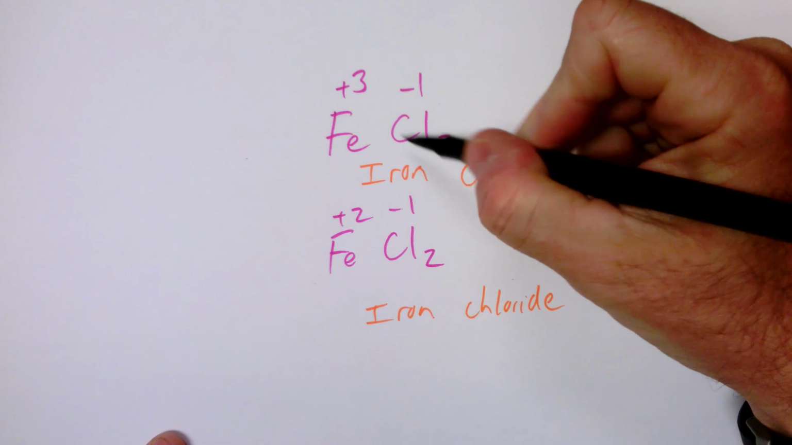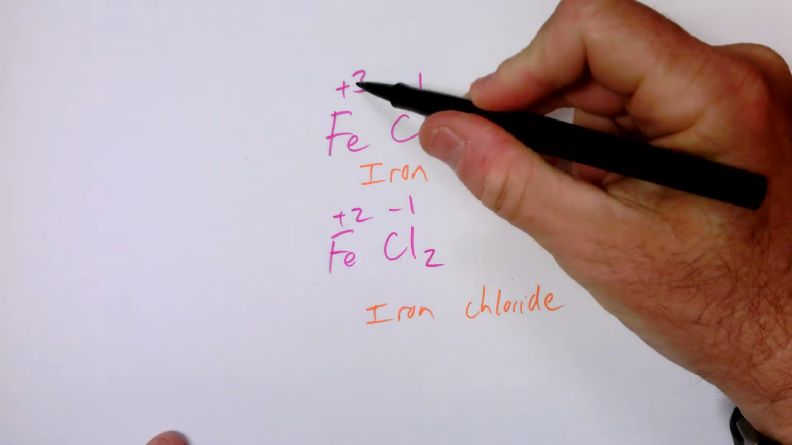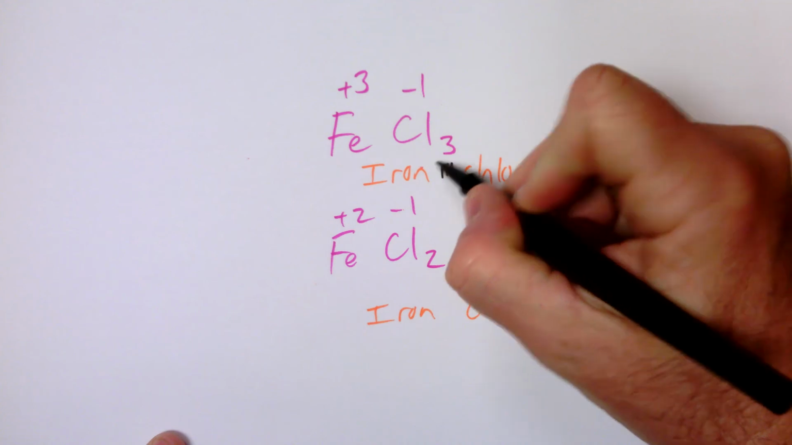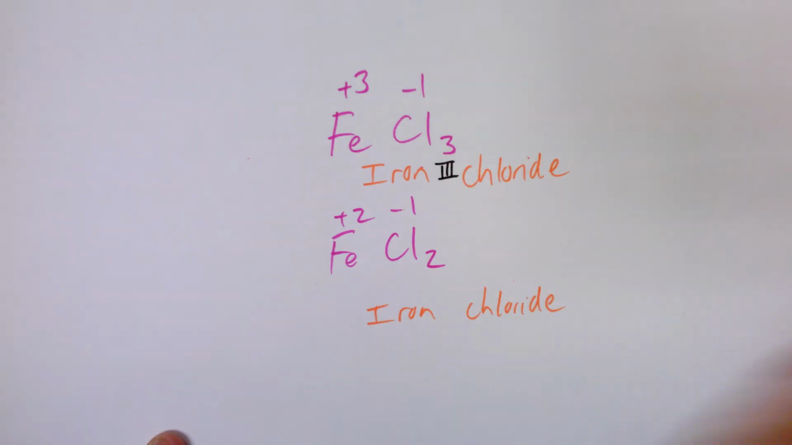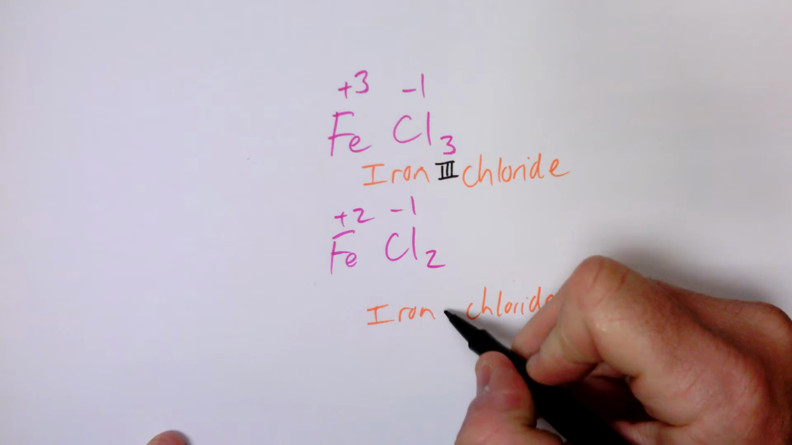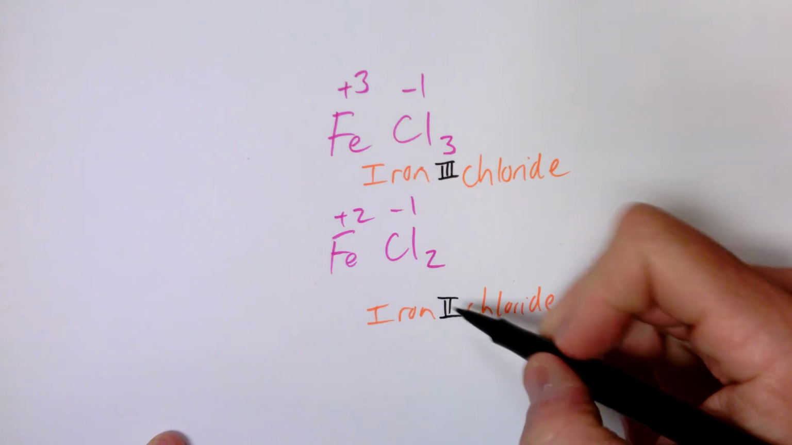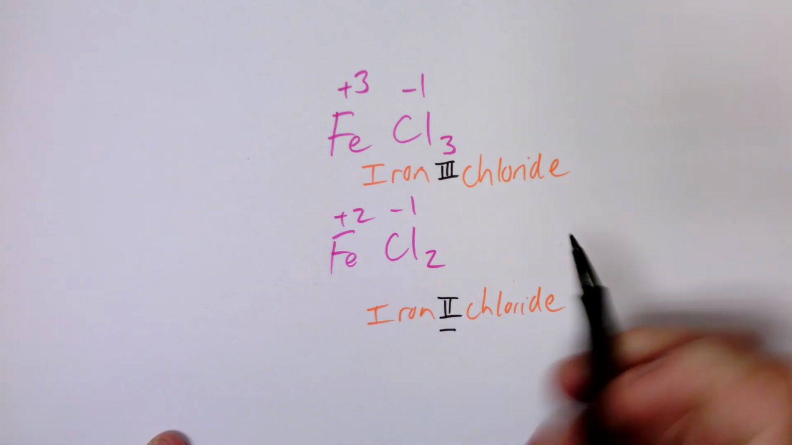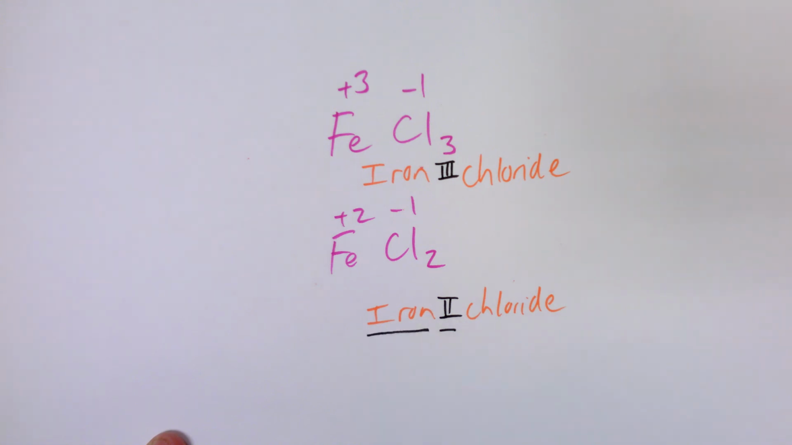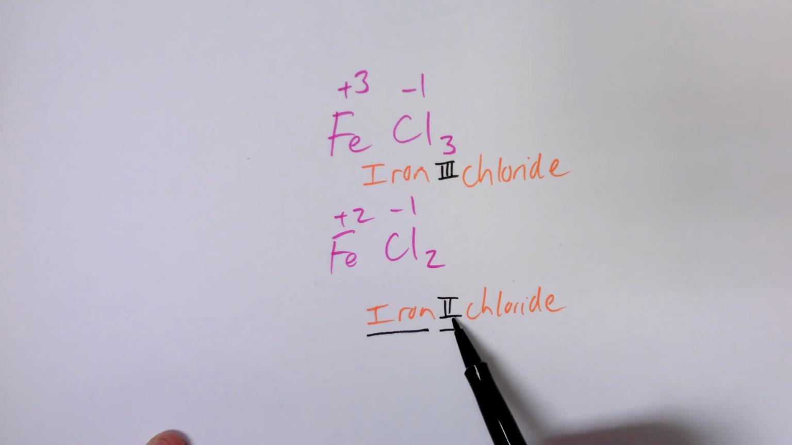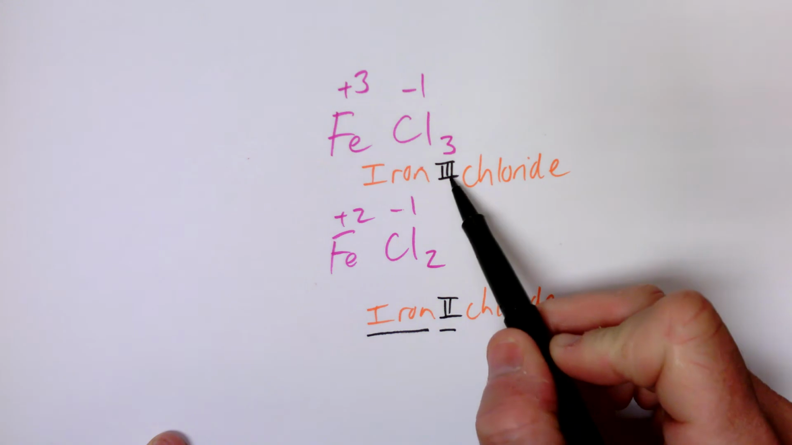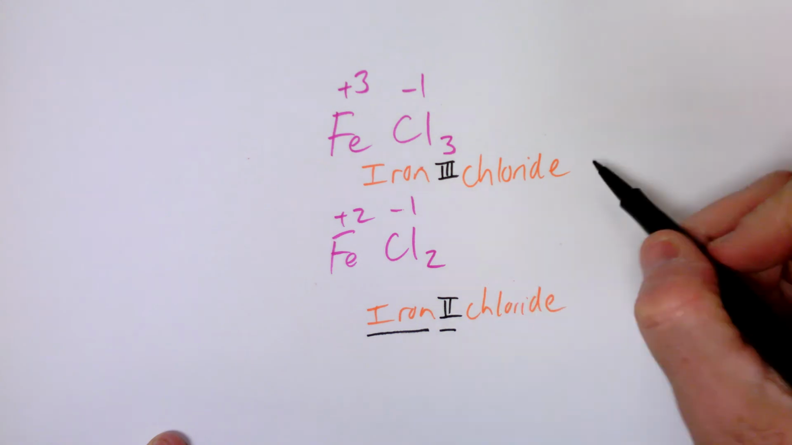Well, up here, this iron was a +3, and when we dropped it, you see that's a 3 and a 1. So this is iron 3 chloride. This iron here was a +2, so it's iron 2 chloride. This Roman numeral tells me what this iron is doing. This is the iron that had a +2 charge or a +2 oxidation number. This is the iron that had a +3 oxidation number.